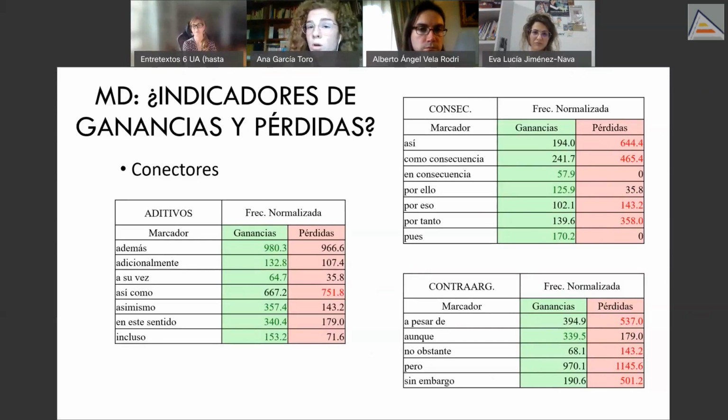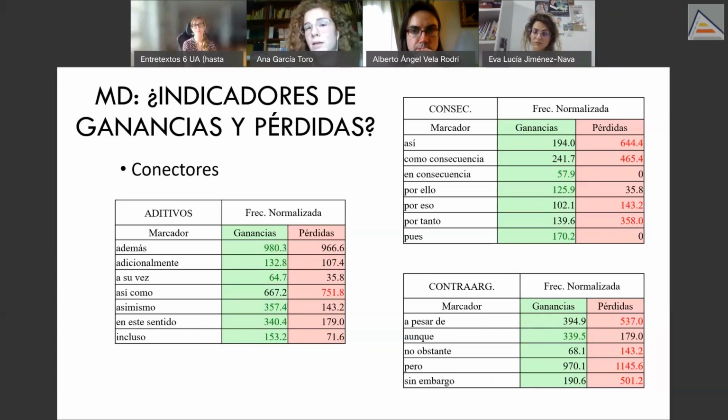En el caso de los consecutivos, vemos que se distribuyen también equitativamente, aunque sí que es verdad que puede haber una tendencia en las empresas con pérdidas de este tipo de marcador, porque marcan una consecuencia de esos malos resultados y en cierta medida intentan eximirse de las culpas. Lo hemos visto en algunos ejemplos.